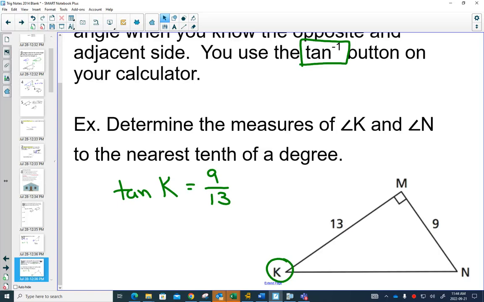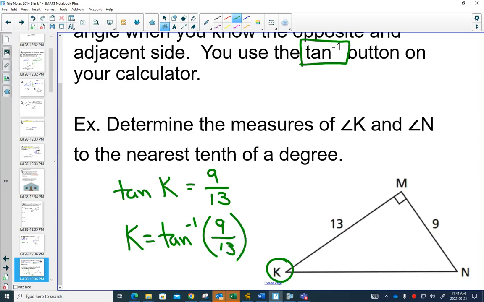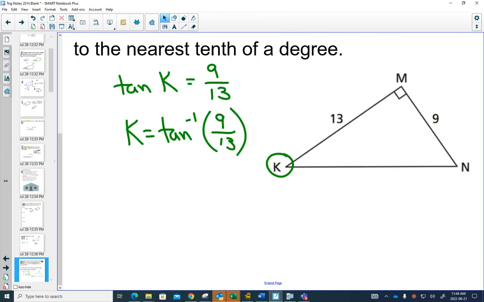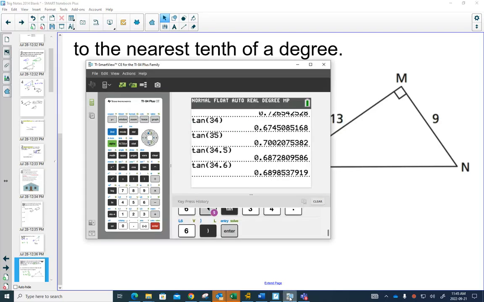So what we do on our calculator is we can say angle K is going to equal the opposite of tanning, which is tan inversing. The opposite of tanning is actually spending winters in Winnipeg. Tan inverse of 9 over 13. So what we do on our calculator is often the tan button is above, tan inverse button is above tan. You have to push second or shift or something on your calculator to do tan inverse.